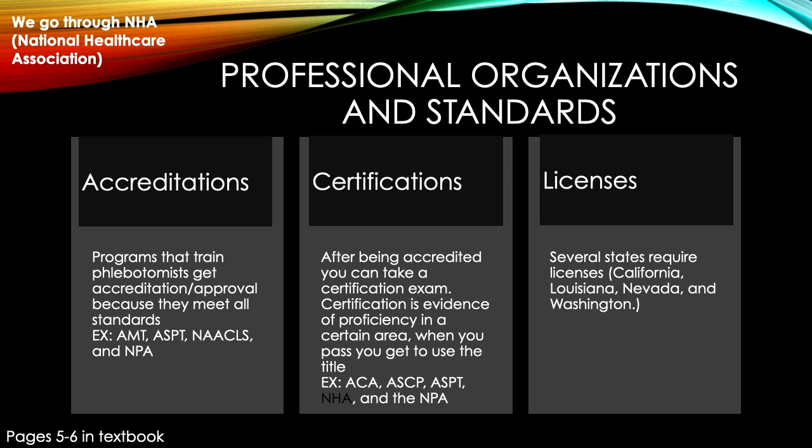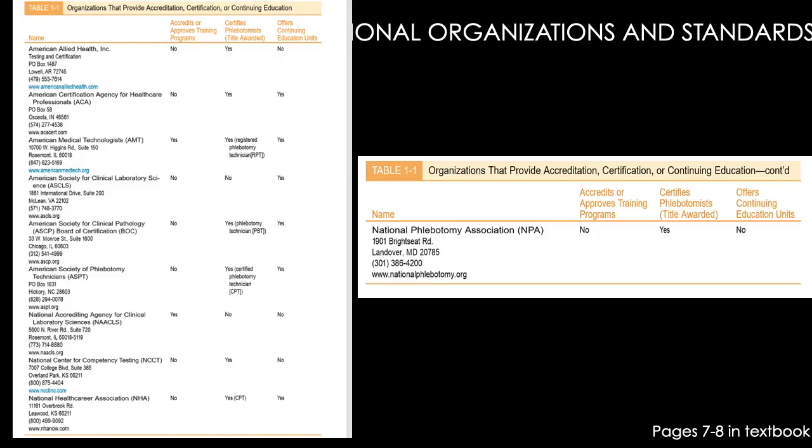The differences between accreditations, certifications, and licenses in regards to phlebotomy: you will be certified by NHA, the National Healthcare Association that we go through. After you complete, graduate successfully and take the test successfully, you will be a nationally certified phlebotomist. The accreditation is for NHA, the agency that you will be certified through. So our agency again is NHA, and they are accredited by NAACLS.